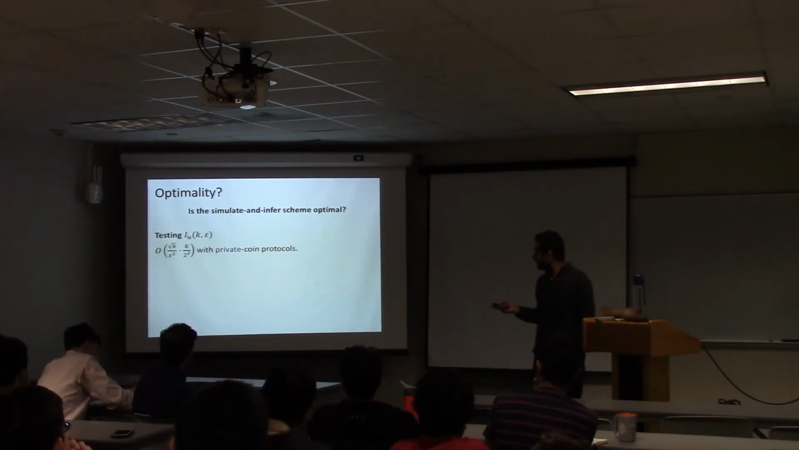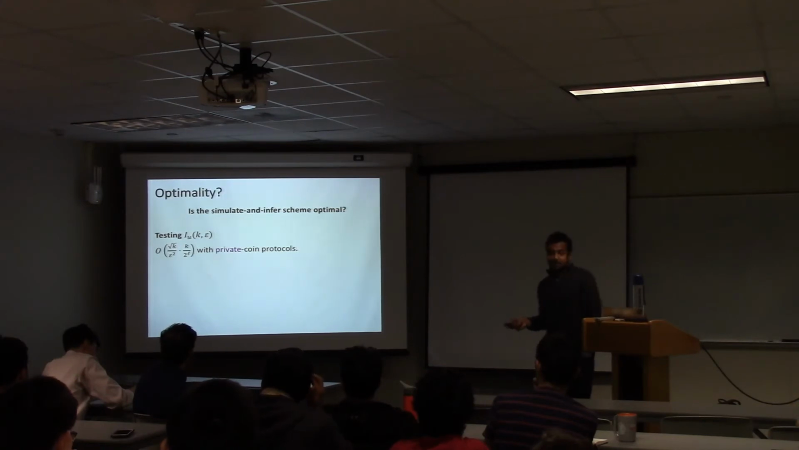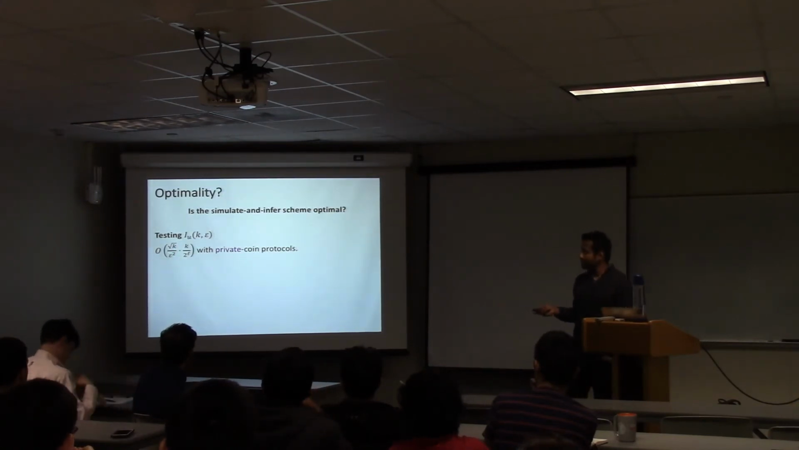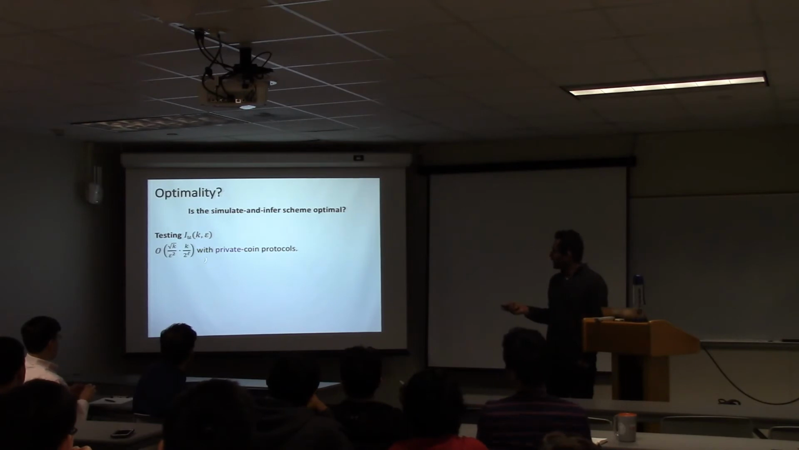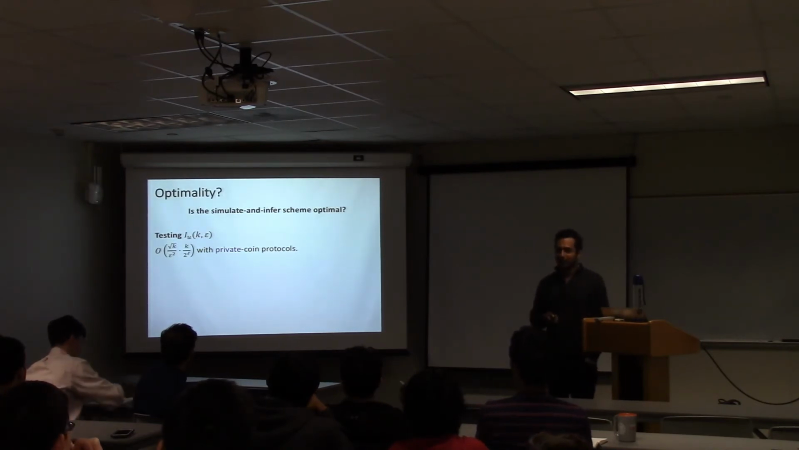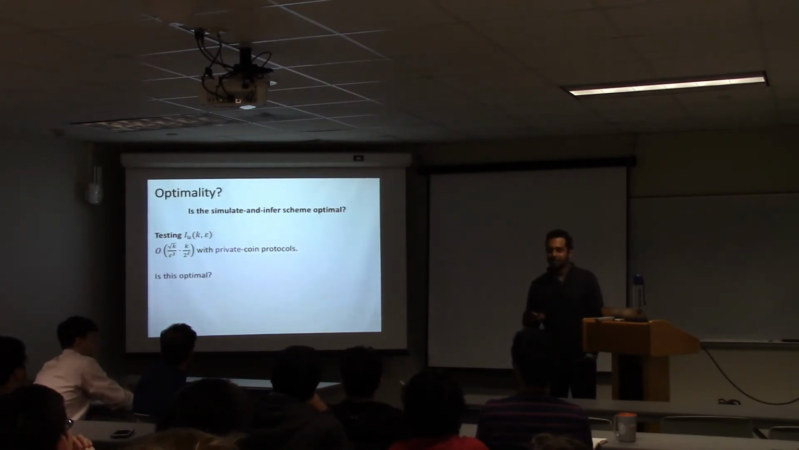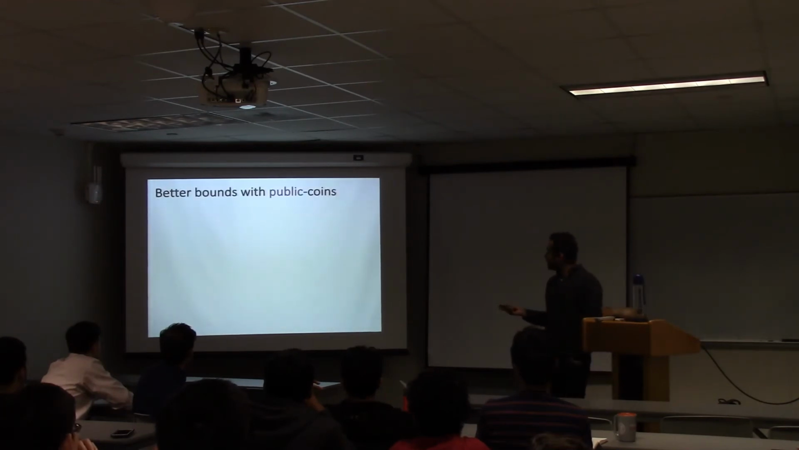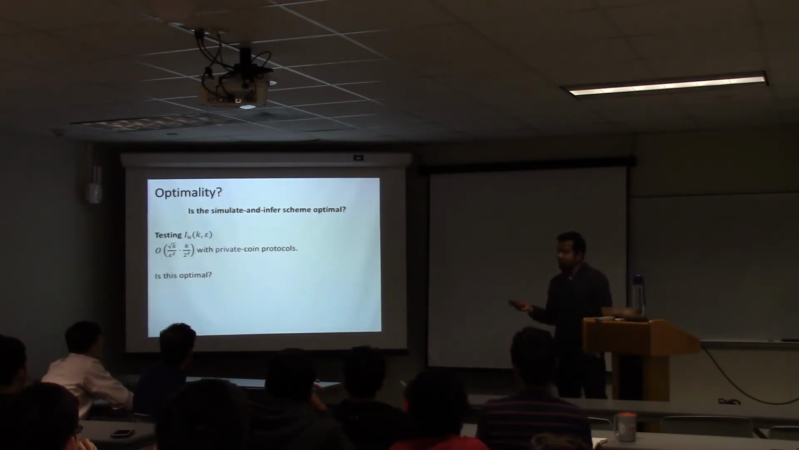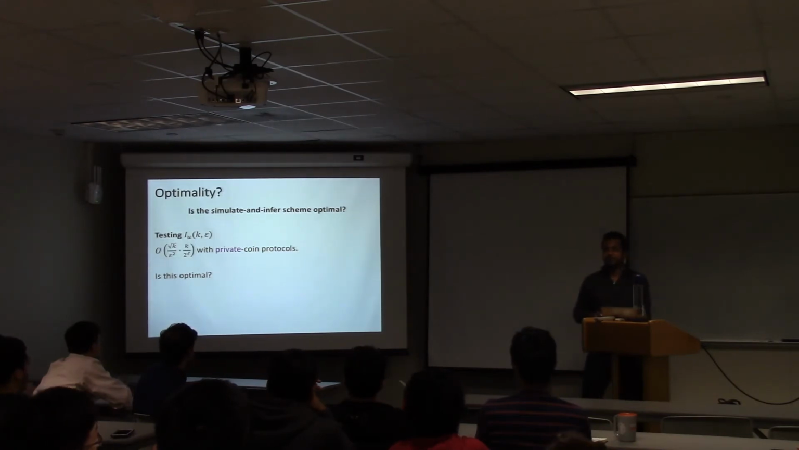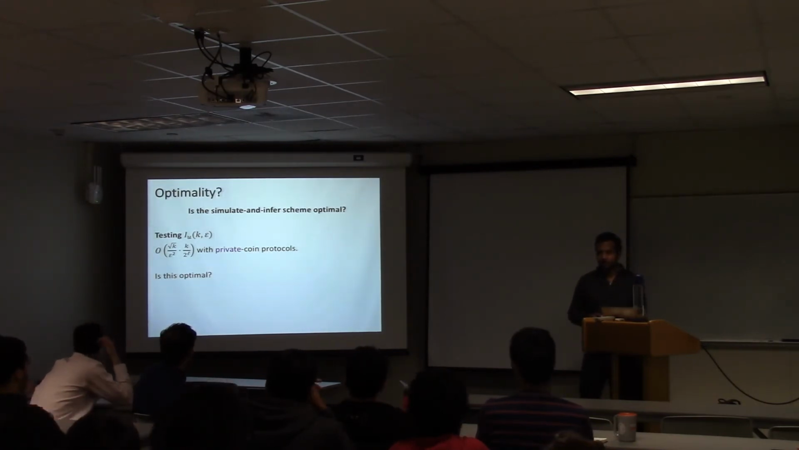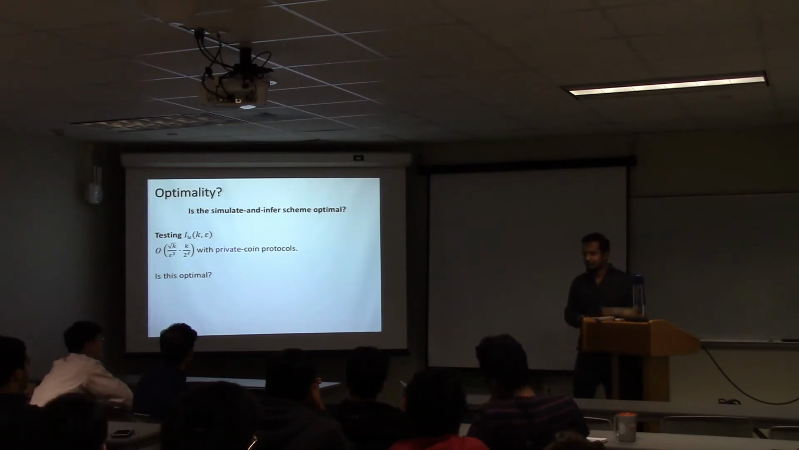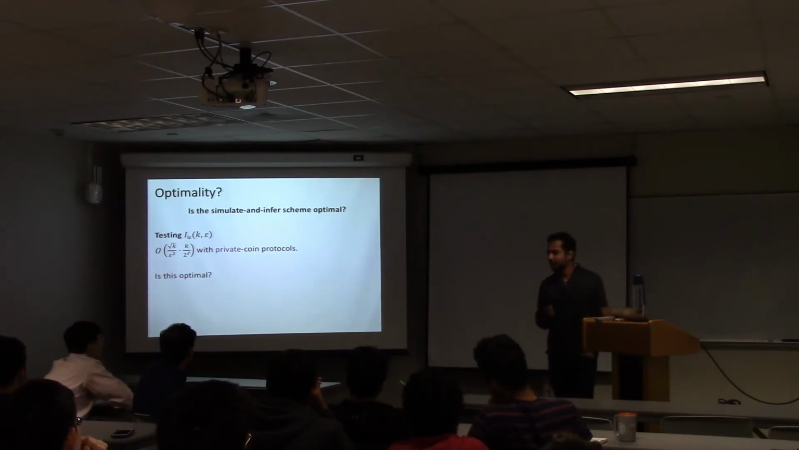Now for testing, we just showed root k over epsilon square times k over 2 to the n, which for n equal to 1 becomes k to the power 3 over 2 over epsilon square. The question is, is this optimal or not? What we'll show is that for the testing problem, we can get better bounds by using public coin protocols. And then we are going to show that the simulate and infer algorithm is optimal if we do not have public coins. Those are the two things we are going to show in the remainder.